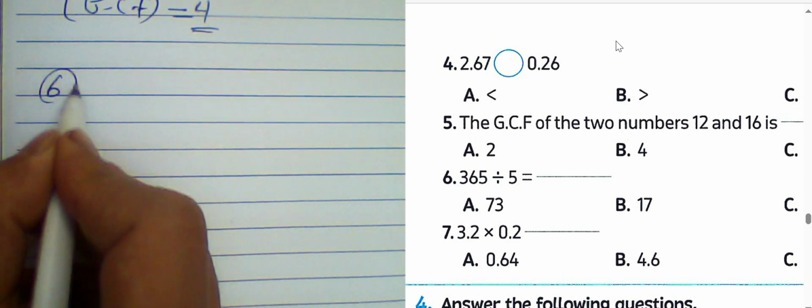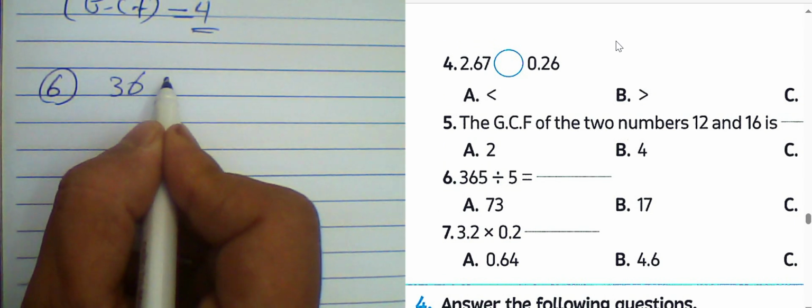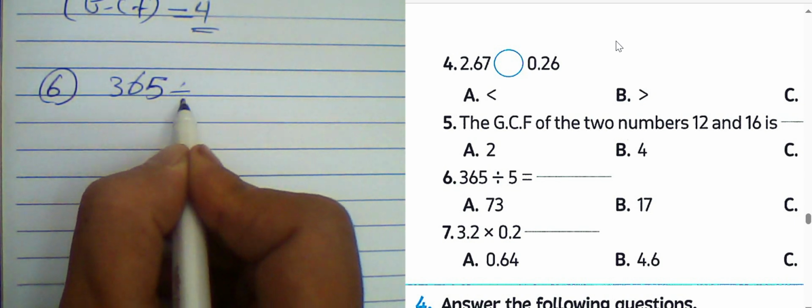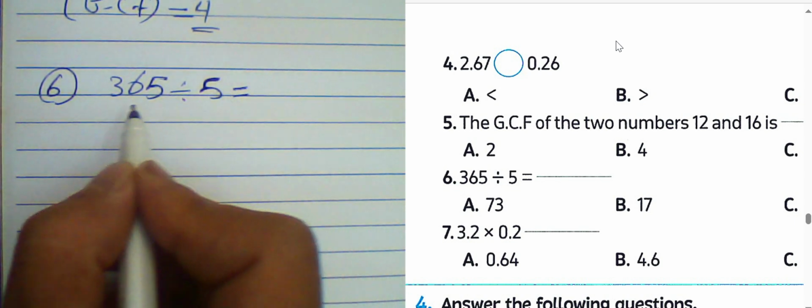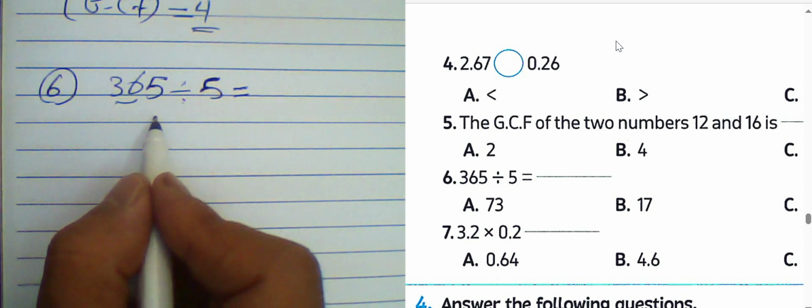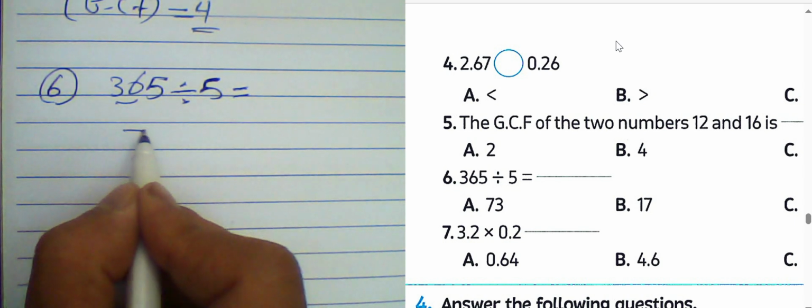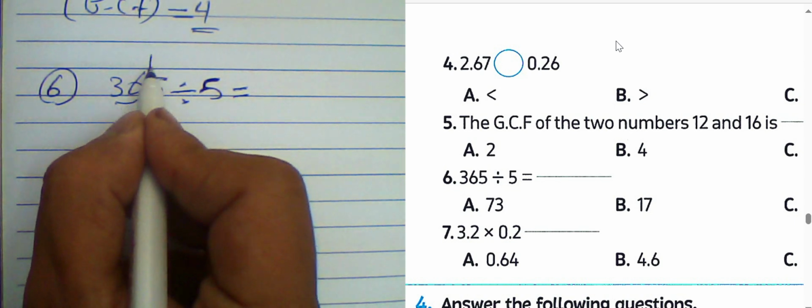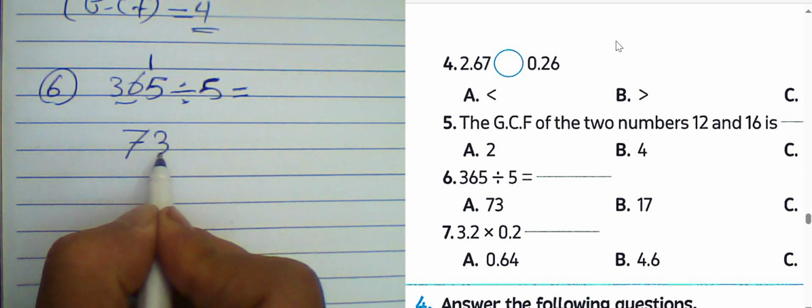Question 6. 365 divided by 5 equal 36 divided by 5 equal 7, because 7 times 5 is 35 and the remainder 1. 15 divided by 5 equal 3.